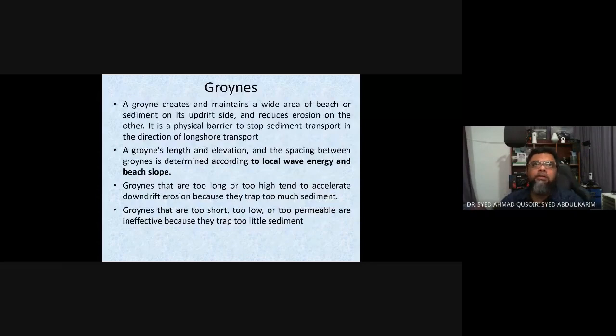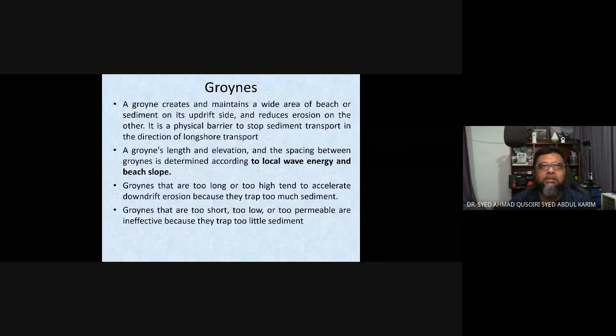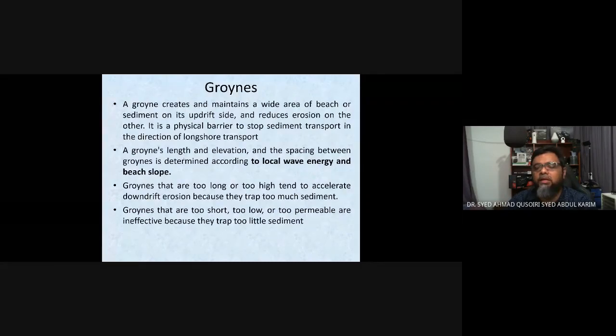So the groin creates and maintains wide area of beach or sediment on its updrift side. Reduce the erosion on the other. So basically, function here is almost the same as a sea wall. Is to protect the shore from erosion. It is a physical barrier to stop sediment transport in direction of the longshore transport.